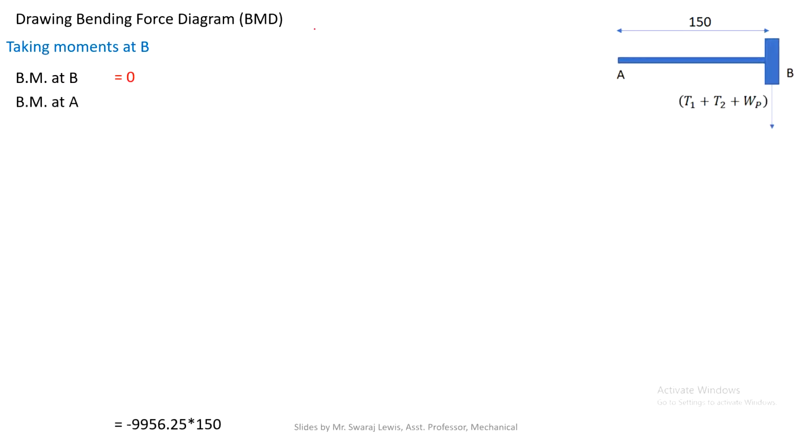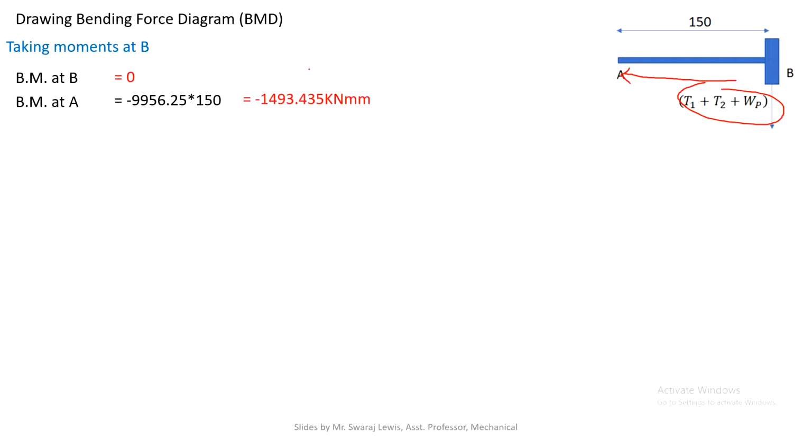Second portion, A. A will be the same load into the 180 distance. So the entire load into the distance will give the bending moment at A from B. Taking the moment at B means you are measuring every load from the point B. Why is it negative? As per sign convention, downward force is always considered negative. So we will consider minus, and we get minus 1490.